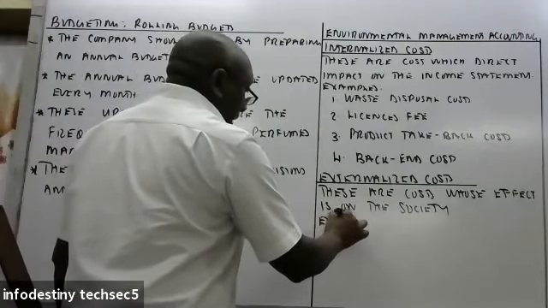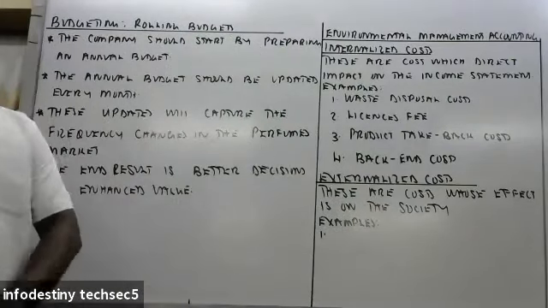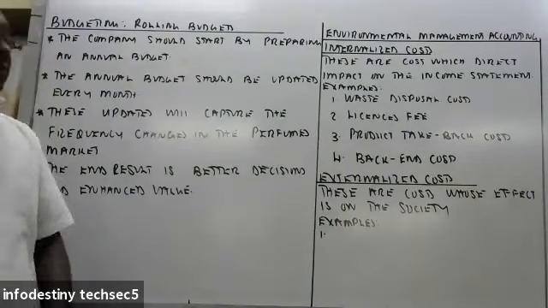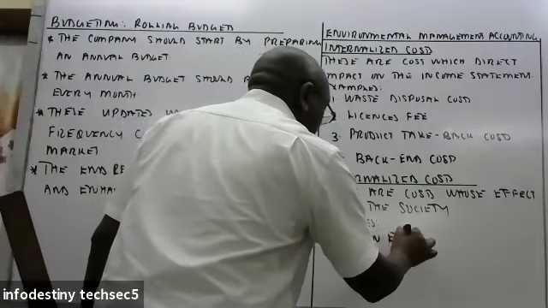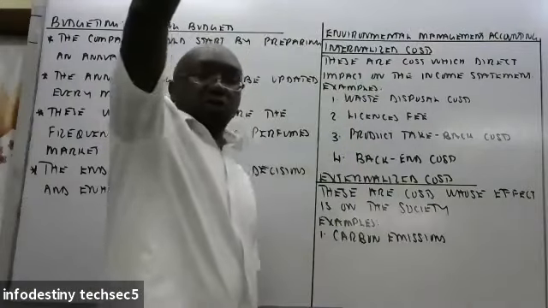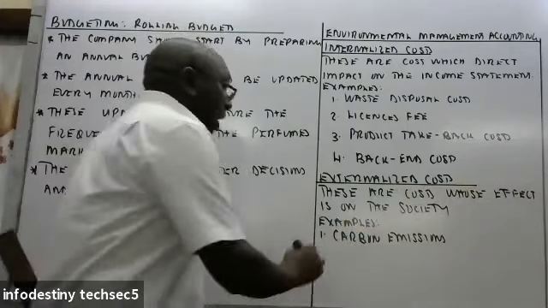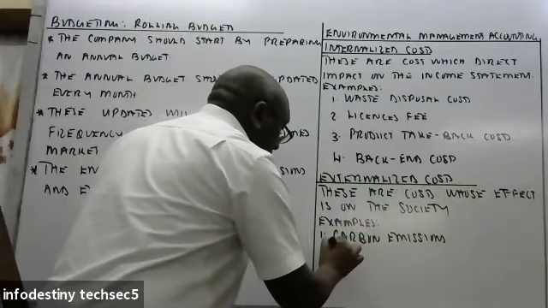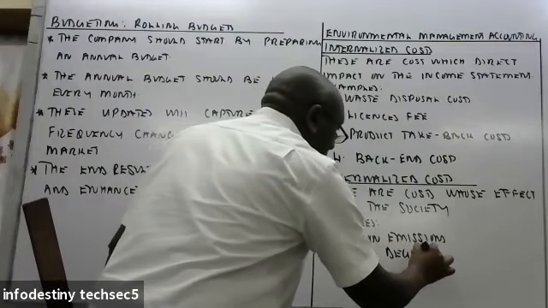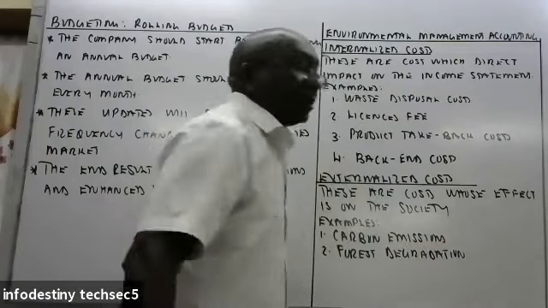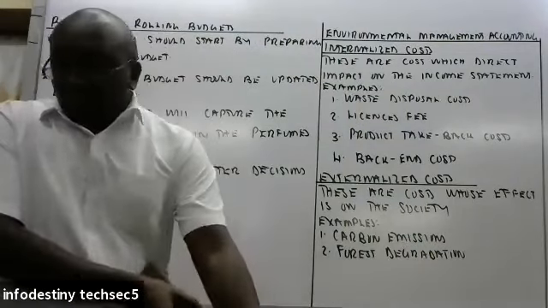And we can talk of some examples. One is carbon emissions. When we emit, once they go up there, the company does not feel it. In any case, it has gone outside. So it's the society that feels it. Number two, we have issues of forest degradation. When we destroy our forests, you as a company, you don't feel the impact immediately. But later on, you will come to feel that.